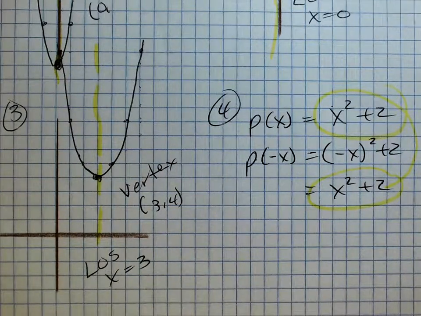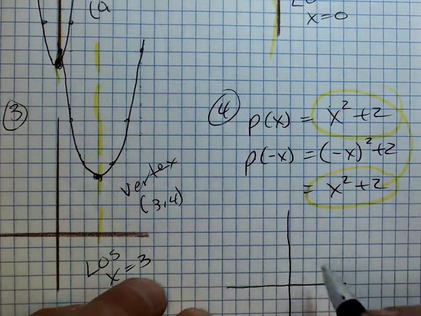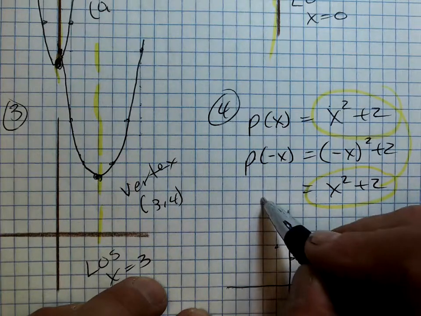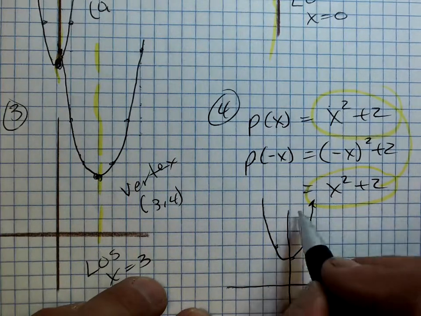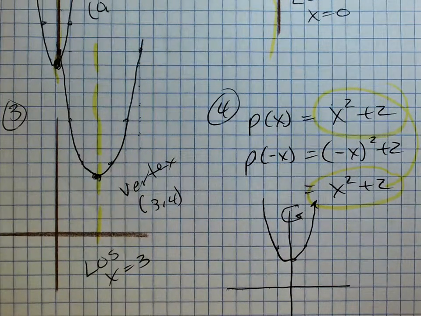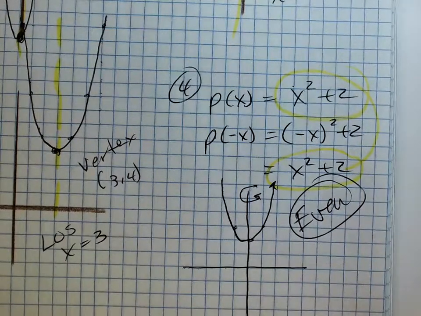Now, that's one way to do it. The other is to graph it. Luckily, I know how it graphs. I know it starts at 2. I do my 1, 1, 2, 4, and it looks something like this. Since I can reflect this over the y-axis onto itself, again, that tells me it is even. Okay, it is even.